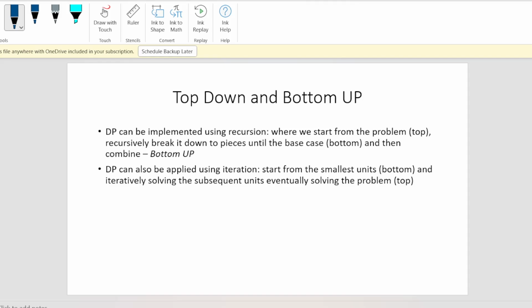Now DP can be divided into top-down and bottom-up. So DP can be implemented using recursion, where we start from the problem, which is the top, and recursively break it down to pieces until the base case, which is the bottom, and then combine, which is the bottom-up approach. DP can also be applied using iteration, where we start from the smallest unit and iteratively solve the subsequent units, eventually solving the problem, which is called top-down. Okay.